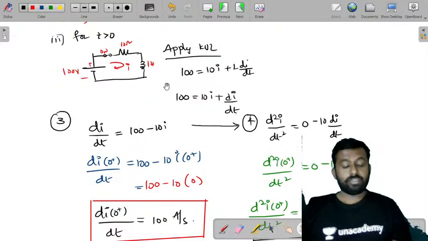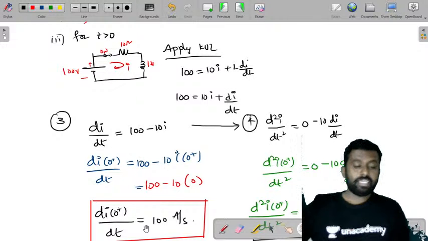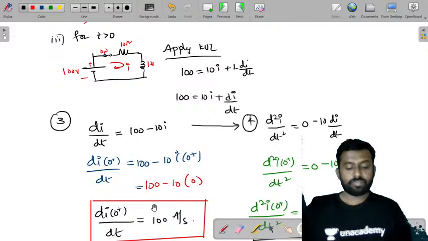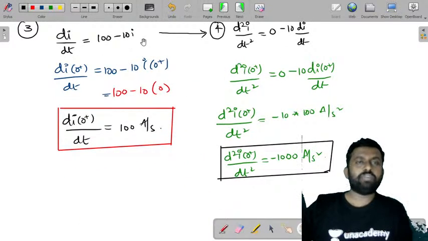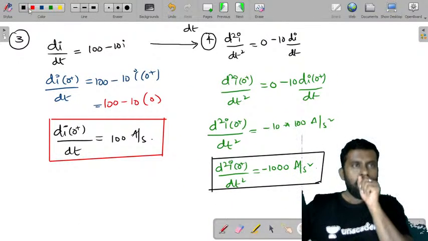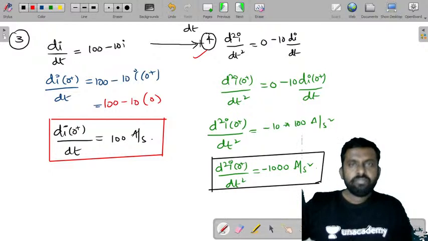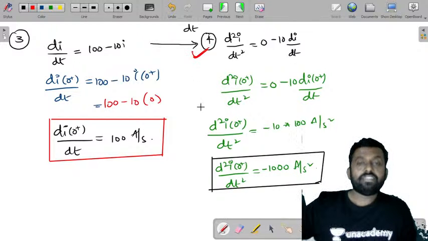Then for that you got di of 0 plus by dt value as 100 ampere per second. Then by using this same differential equation, we differentiated it once again. Then we got d square I of 0 plus by dt square.